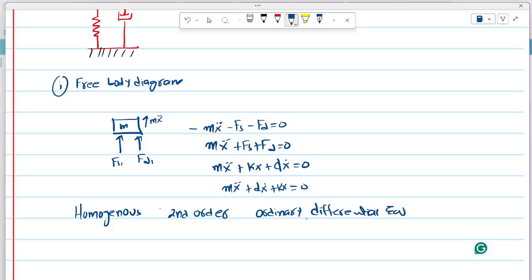So why is it called homogeneous? Because there's nothing on the other side of the zero. It's a free vibration. There's no external force acting. Otherwise, it would be a non-homogeneous equation. But this one is homogeneous. It's second order because we have a double derivative involved in this equation, and it's an ordinary differential equation. We know there are two different kinds of differential equations. Primarily, one is the ODE, and the other one is called the partial differential equation.